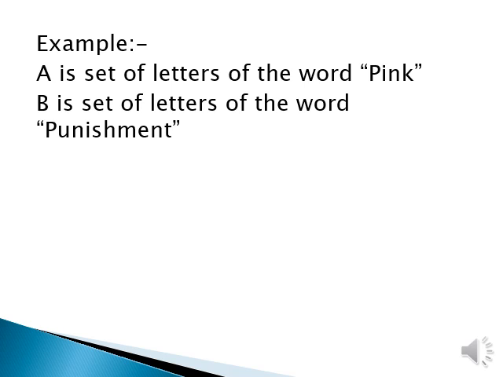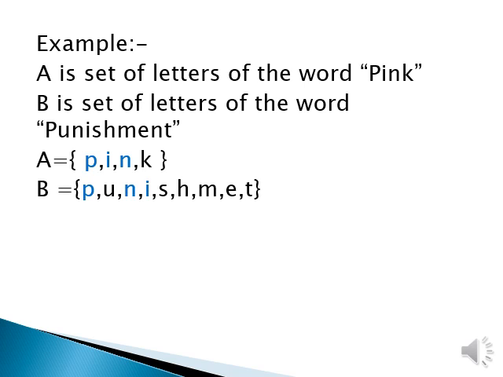Now here first we'll write the sets in the listing method. A equals P-I-N-K, the letters present in the word pink. Similarly, set B equals P-U-N-I-S-H-M-E-N-T, the letters present in the word punishment. Now here the common elements which are present in both the sets I have written in blue color, so we can understand it properly. A intersection B is equal to P-I-N, the common elements.